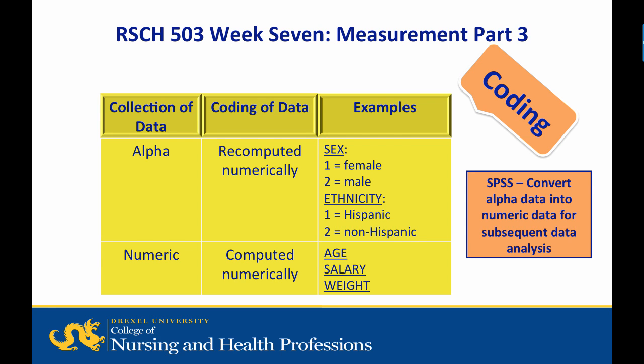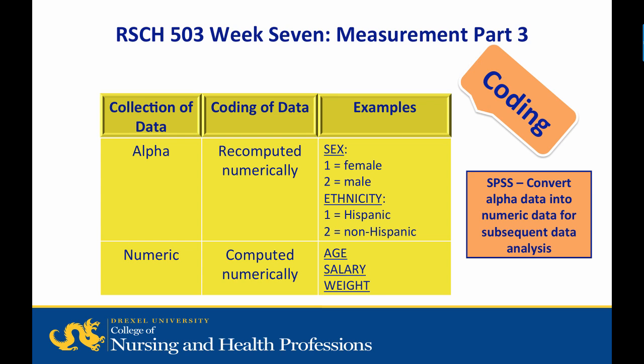There are 2 types of data. First, alpha data, or words. Alpha data must be recomputed numerically in order for data analysis to be undertaken. For example, sex may be alpha-coded as female or male. For data analysis purposes, females will be recoded, for example, as the number 1. Male may be coded as the number 2.